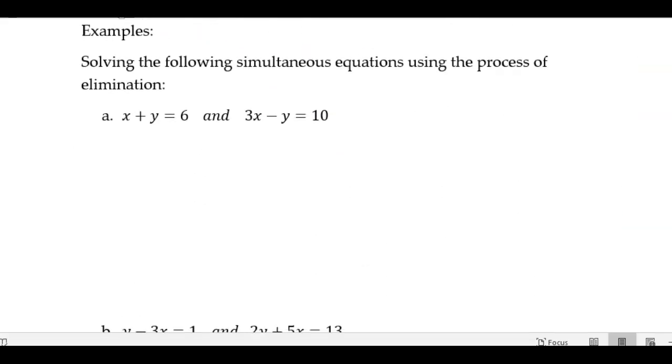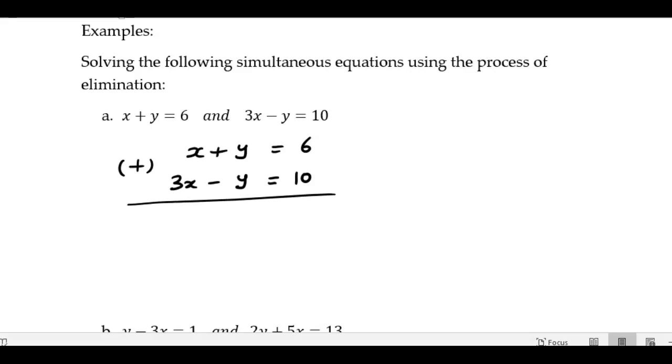The two equations given to me are x plus y equals 6 and 3x minus y equals 10. The very first thing I've got to decide is which variable to eliminate. The best way to deal with it is looking at the variable which has the same coefficient, either in the same sign or opposite signs. In this case, the variable y has coefficients of 1: in the first equation the coefficient is +1, and in the second equation it is -1. Because we've got opposite signs, the quickest way to eliminate the variable y would be to add both equations. So let's start by adding the two equations.